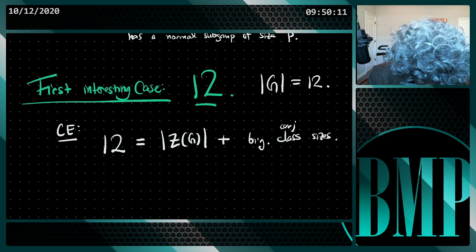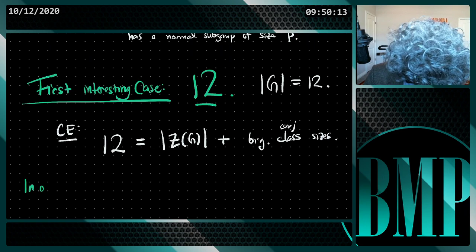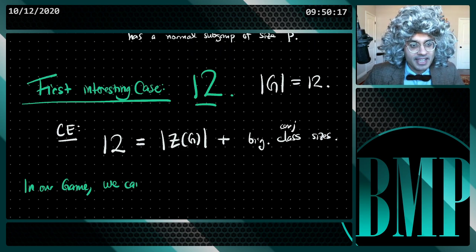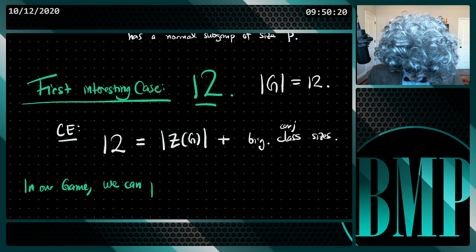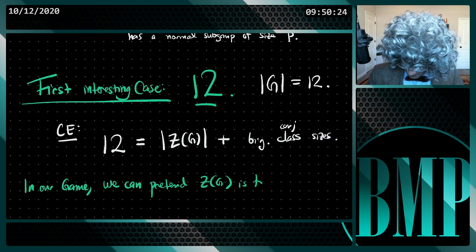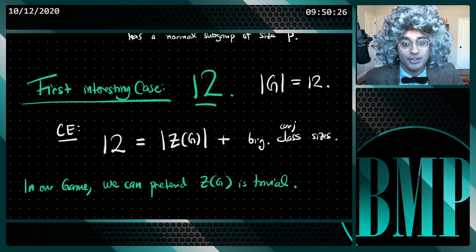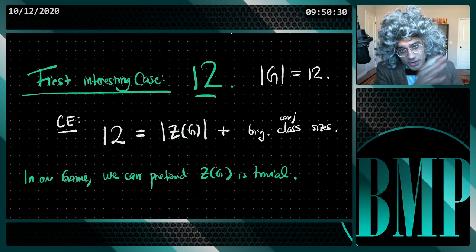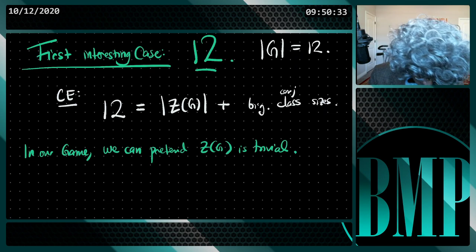In our game, we can always pretend that the center is trivial, because the center is a normal subgroup, and if it's not trivial, we're done. So we can always pretend that this is a one.